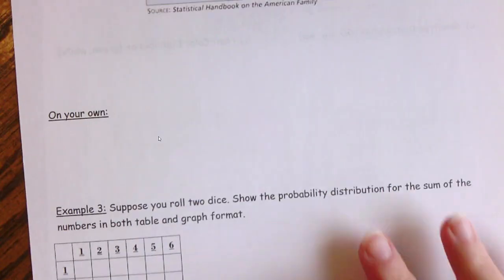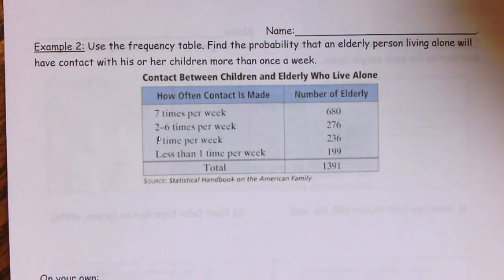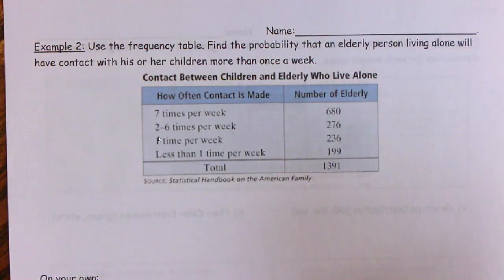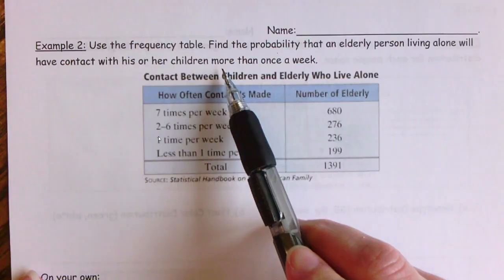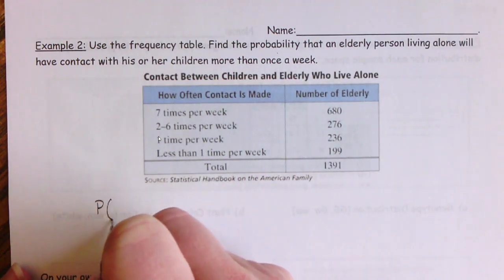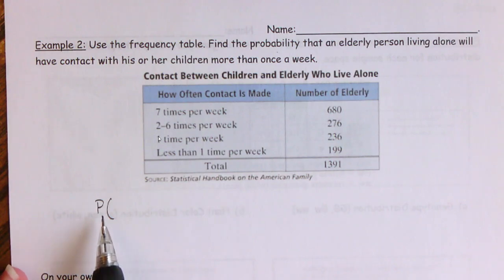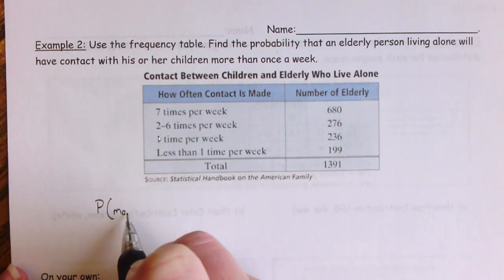So, in the next example, we will look at the number of elderly and how often their children make contact with them. Okay, so for the first example, we want to find the probability that an elderly person living alone will have contact with his or her children more than once a week. Okay, so when we do probabilities from here on out, we're going to do a capital P, and then inside the parentheses will be whatever you're trying to find the probability of. So we have more than once a week.